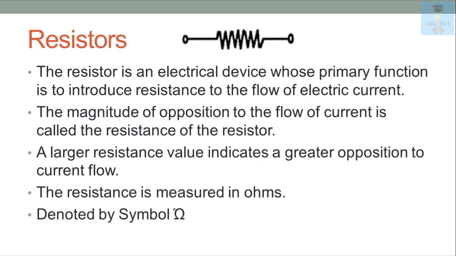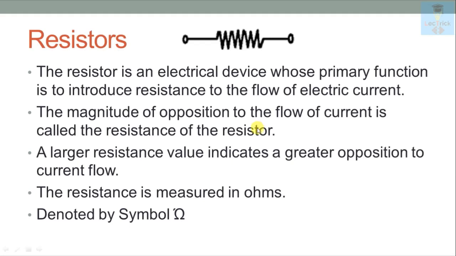So what is resistance, or what is a resistor? When we say resistor, it is an electrical device. What it will do, it will always offer a resistance to the flow of electric current. Then what is resistance? Resistance is an effect, that means it is the magnitude of opposition to the flow of current. So it won't allow the flow of current easily, so it will always offer a resistance. That's why it is called resistance. So this is a property of a resistor.